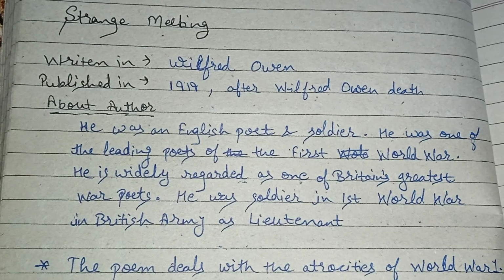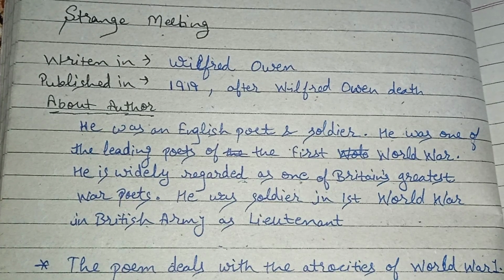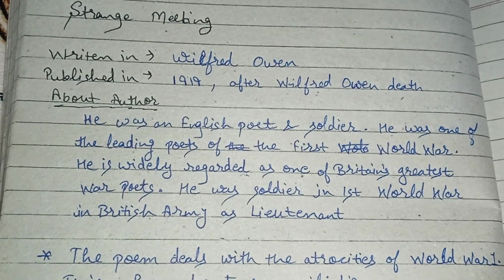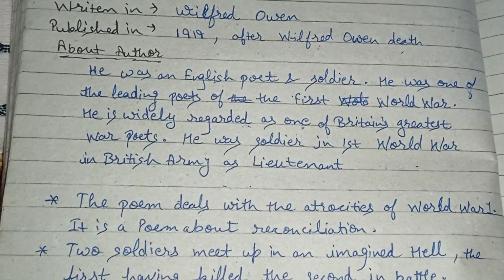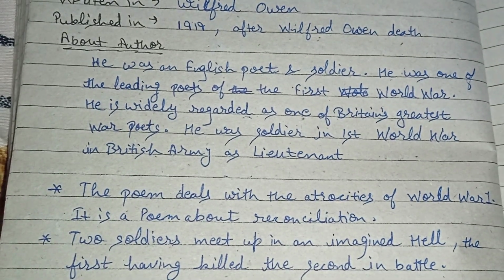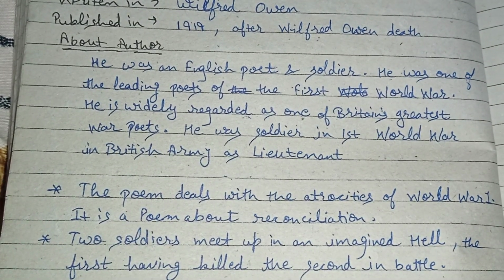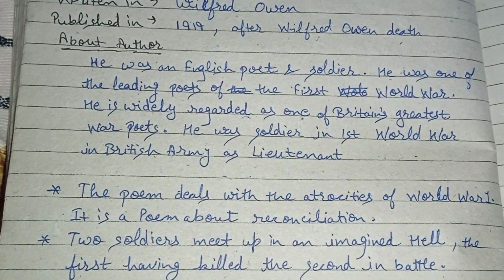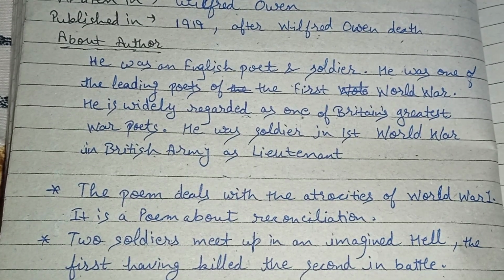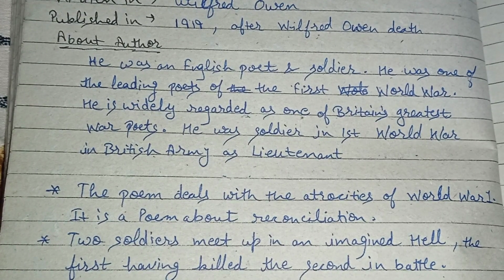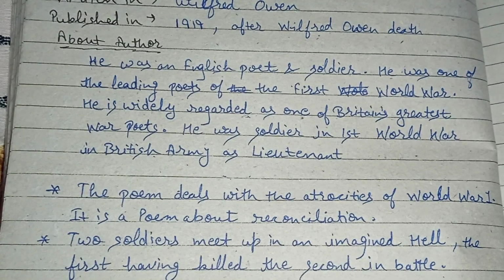The poem deals with the atrocities of World War One. It is a poem about reconciliation. Two soldiers meet up in an imagined hell, the first having killed the second in battle. Some of the key themes are warfare, fear, compassion and forgiveness, guilt and blame, suffering.